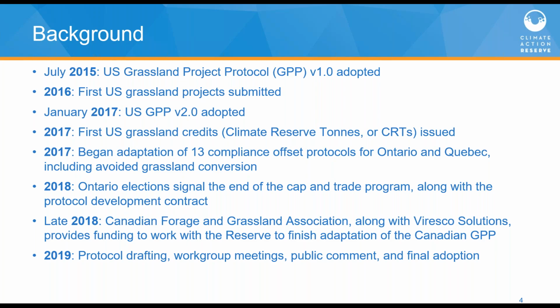And in late 2018, the Canadian Forage and Grassland Association and Varesco Solutions came together and were able to get funds to help work with us and other experts in Canada to finish the adaptation of the Canadian Grassland Protocol. So that's the effort that we're hopefully concluding in the next couple of months. So in 2019, we've been working on protocol drafting, meeting with the technical working group. We are currently in the public comment period, and adoption is expected in October.